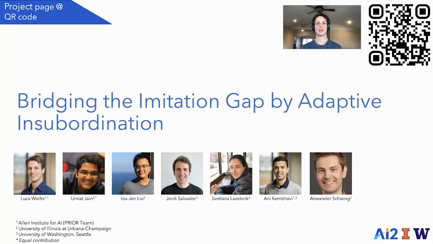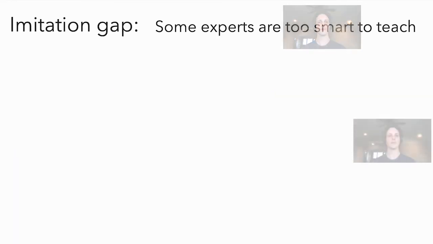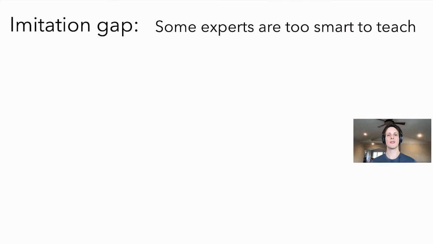Here we present Bridging the Imitation Gap by Adaptive Insubordination. This is a collaboration between researchers at the Allen Institute for AI, the University of Illinois Urbana-Champaign, and the University of Washington. In this work, we consider a phenomenon we observed in practice. Even when optimizing perfectly, experts that are too smart can fail to teach their students optimal policies.